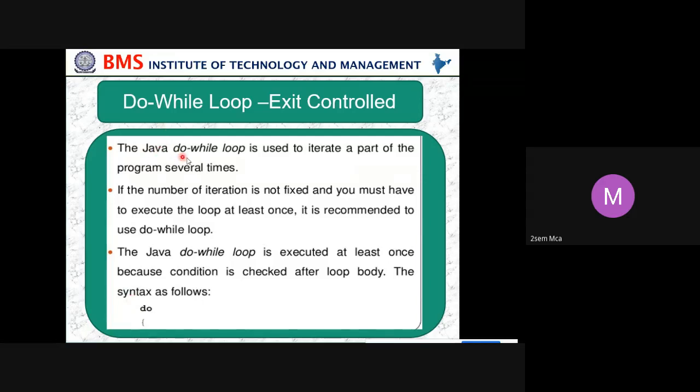So the Java do while loop is used to iterate a part of a program several times. Generally we use loops for a number of times. But in some situations where at least one time I have to execute the block, then you can use the do while. If the number of iterations is not fixed and you must execute the loop at least once, it is recommended to use a do while loop. The Java do while loop is executed at least once because the condition is checked after the loop body. The syntax for this is do and check while.